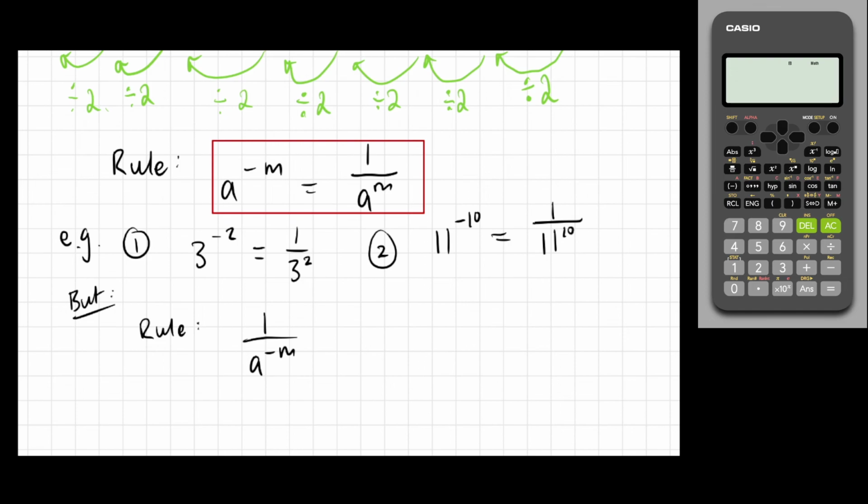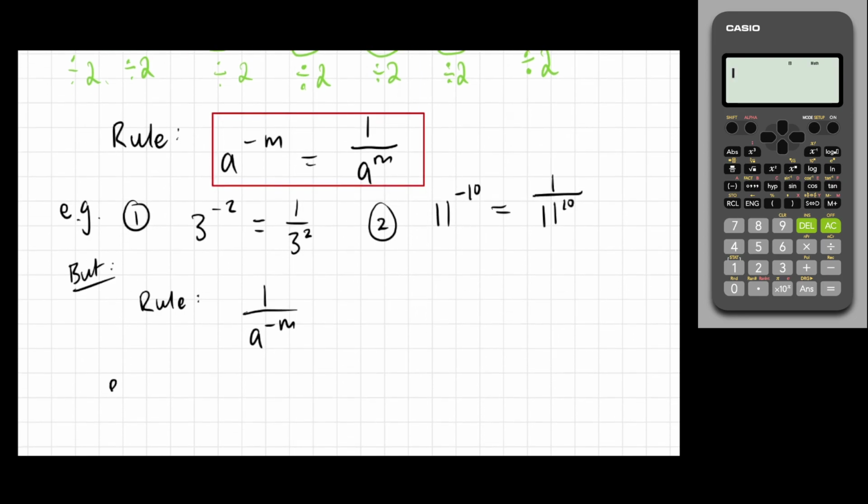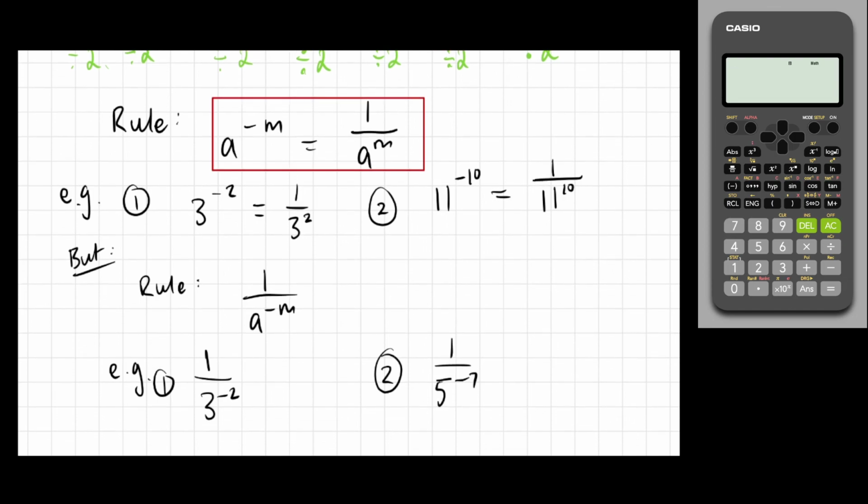So notice it's a little bit different from this one, okay? In the one from above, it's got a positive value, a positive number on the bottom. This time we have a negative. So for example, what this might look like is 3 to the negative 2, or 1 over 11 to the negative 10. No, we won't use the same values. We'll use 1 over 5 to the power of negative 7. Okay, so see, this time we've got the negative on the bottom.